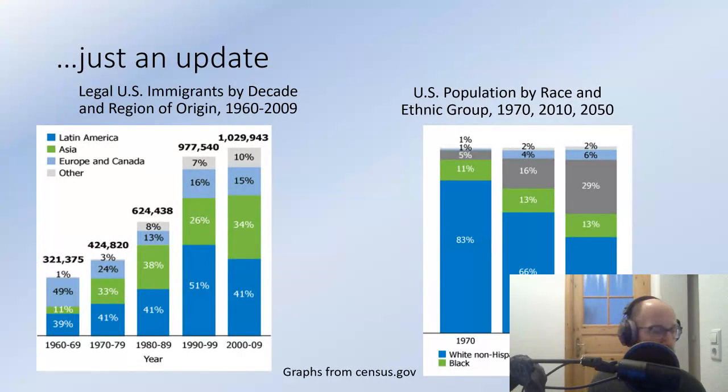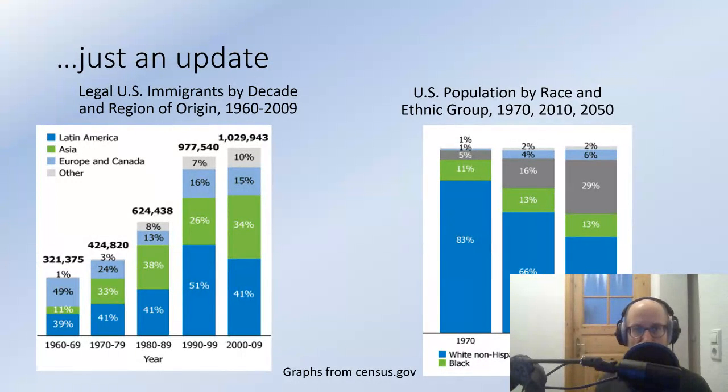And I just want to conclude here with sort of an update of immigration to America. On the left, you have legal immigration to the US, which, as we know, doesn't speak to all immigrants. Legal immigrants to the US by decade from 1960 to 2009. And what we see here is that you have more and more Latin American immigration, more and more Asian immigration, less and less European and Canadian immigration. In the 1960s, about half of immigrants were coming from Europe. And these days, that's down to about 15%.